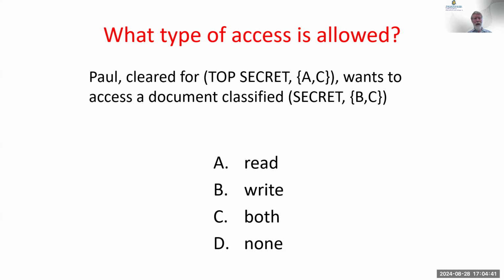Let's look at that, because Paul's top secret and wants to read a secret. He could read, but these objects B and C are not a subject. There's no B here. Paul isn't supposed to know about B, so he can't access that. So the answer is none. Paul cannot write it, nor can he read it. Agree with that? The answer is none. You have to use dominates. In order to read it, you have to have the same or higher level, but you also have to have the categories that match.